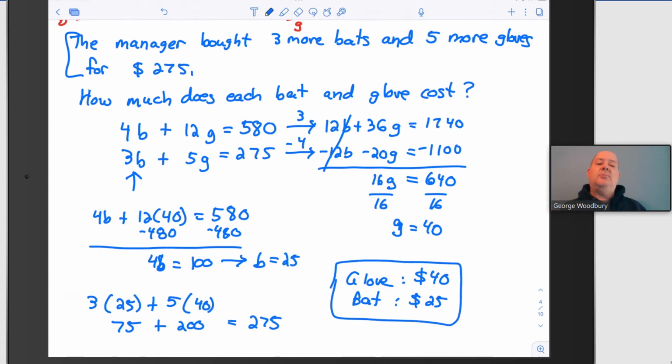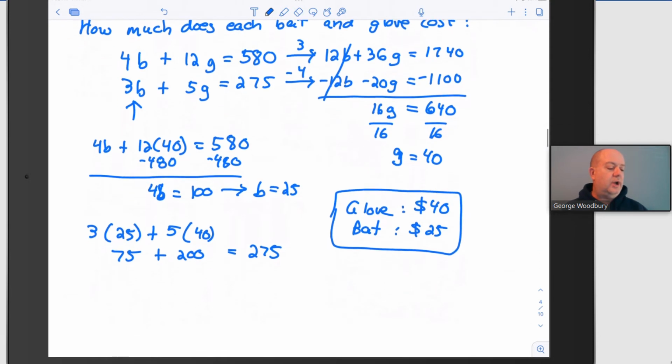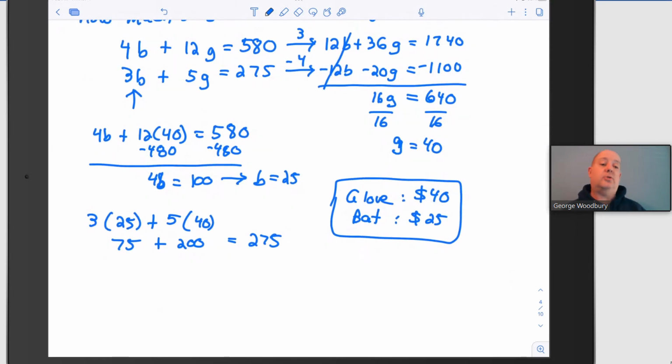Now I mentioned that you may have been able to solve that first equation for B in terms of everything else and then use substitution.